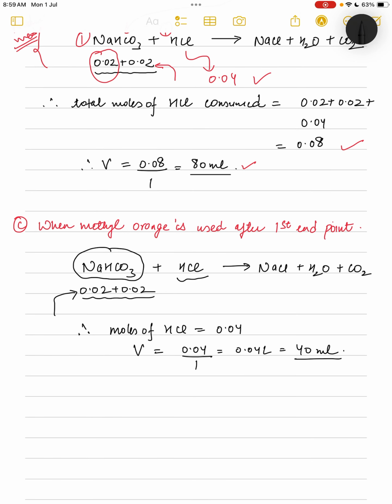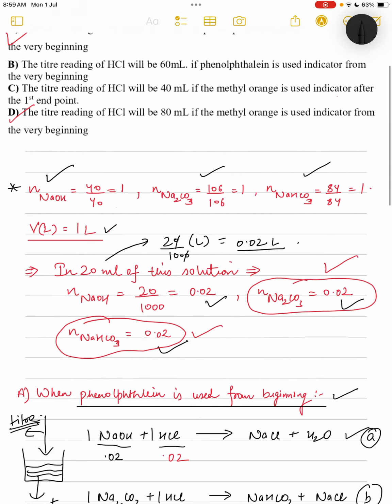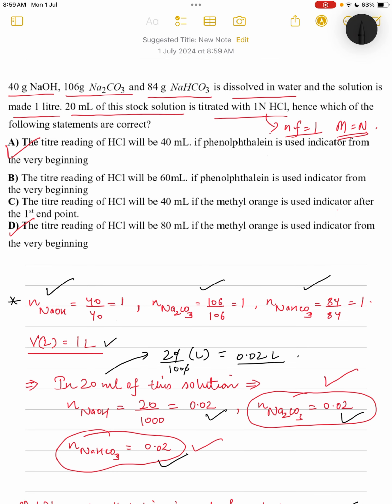That means the amount of HCl consumed is also 0.04 moles. That means the volume will be 40 ml. So when methyl orange is used after the first endpoint, the amount of HCl consumed is 40 ml. So option C is correct, right? So options A, C, and D are the three options which are correct.